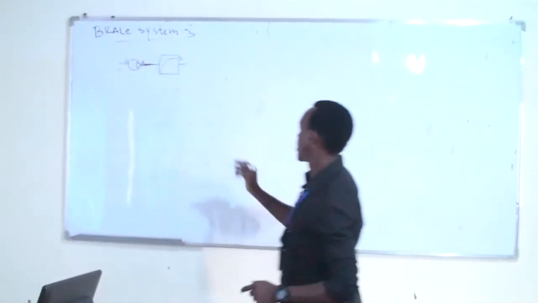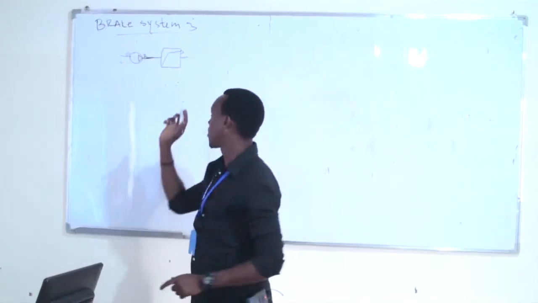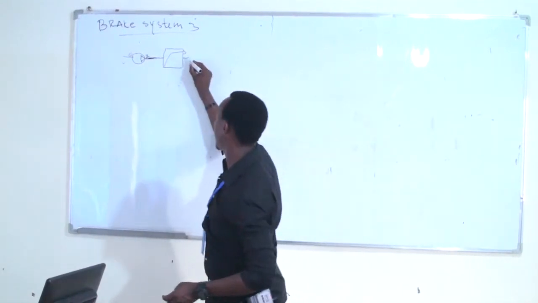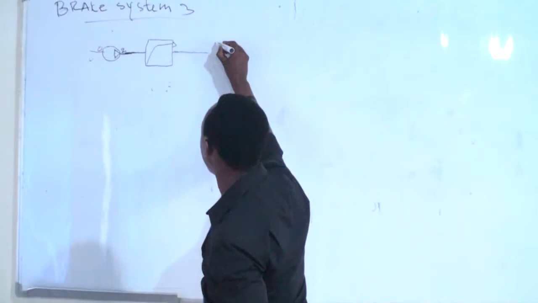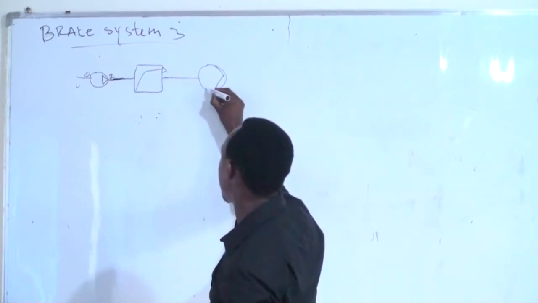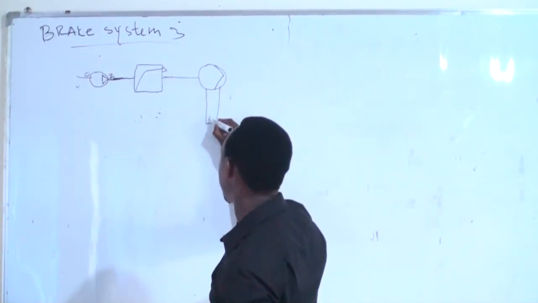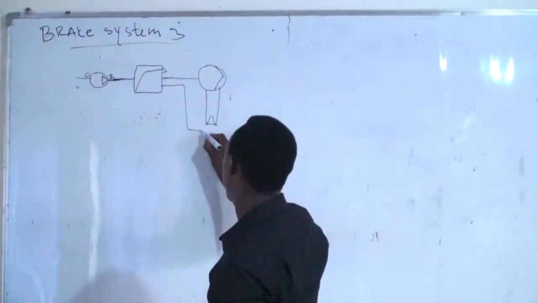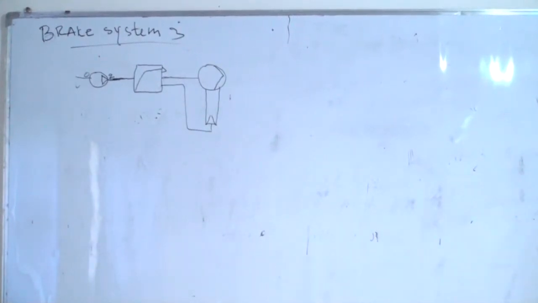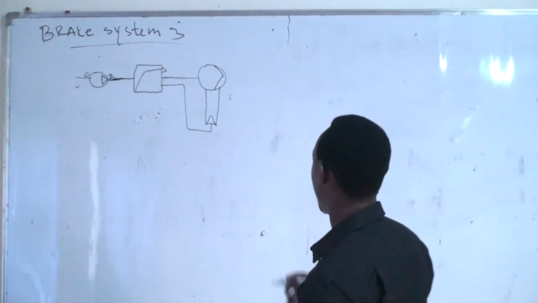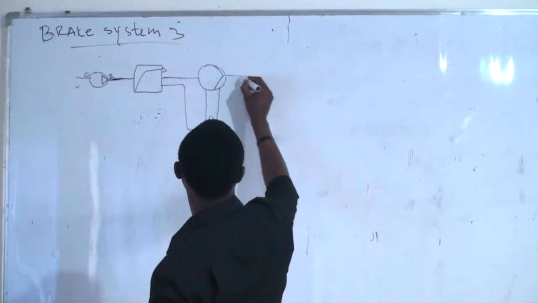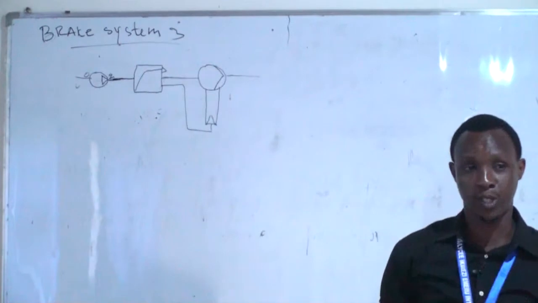So after that, because this is the circuit, I remind you that we are in brake system 3, totally different from the others, because here you must have an antifreeze pump. This antifreeze pump has the function of injecting antifreeze into the pneumatic components in order to prevent condensation water in the pneumatic circuit. So you have the antifreeze pump. Then we will continue our circuit.